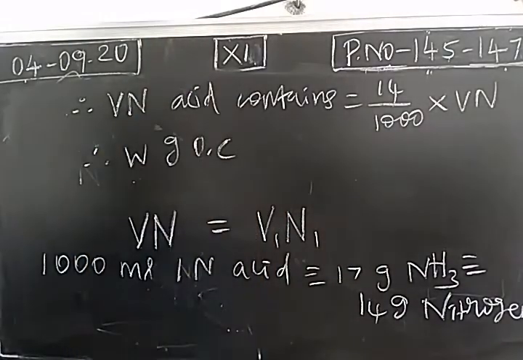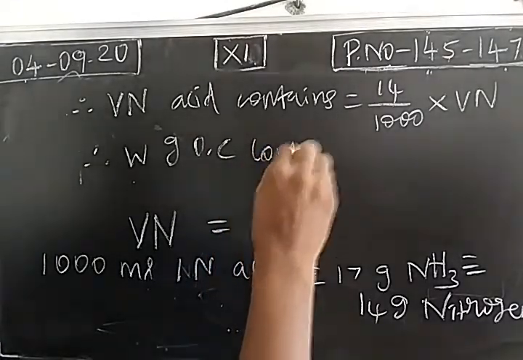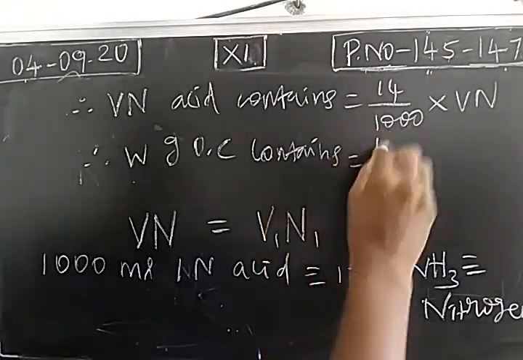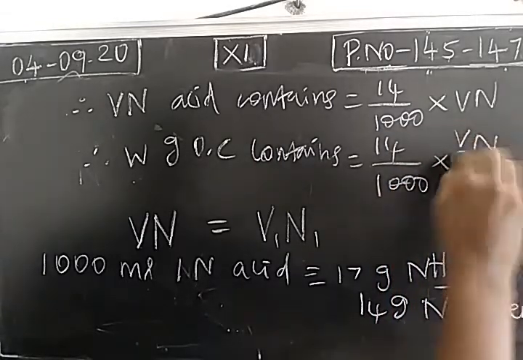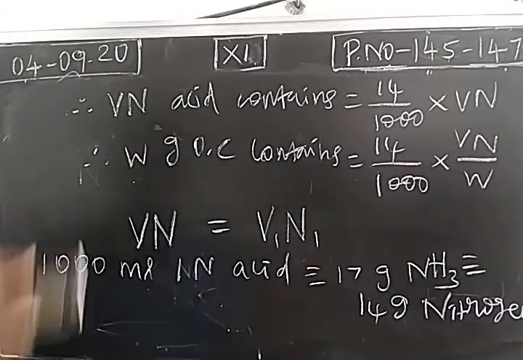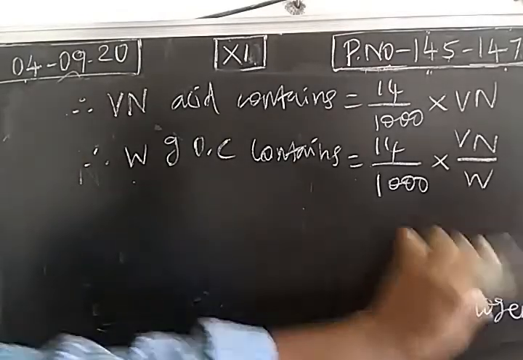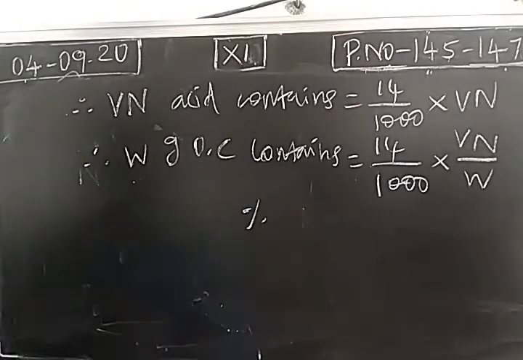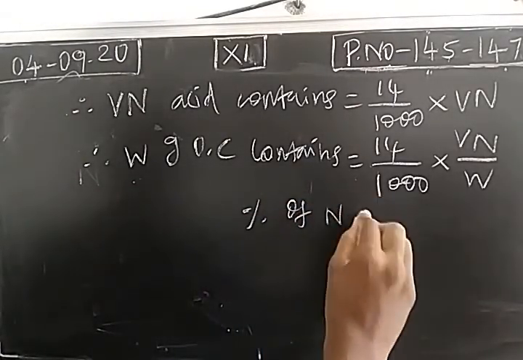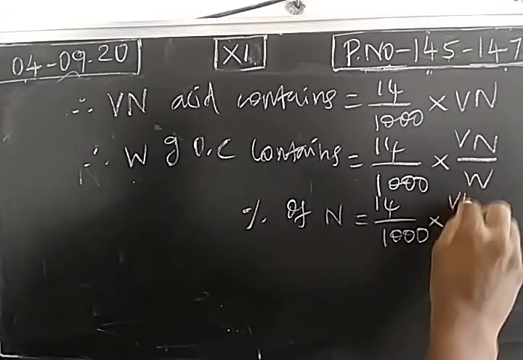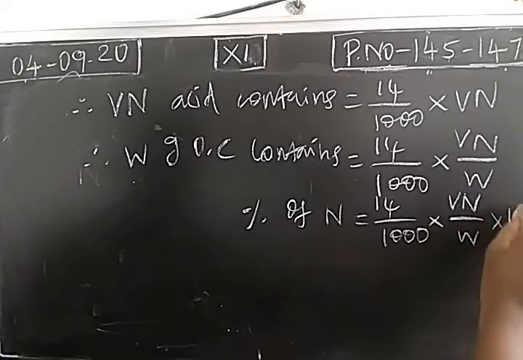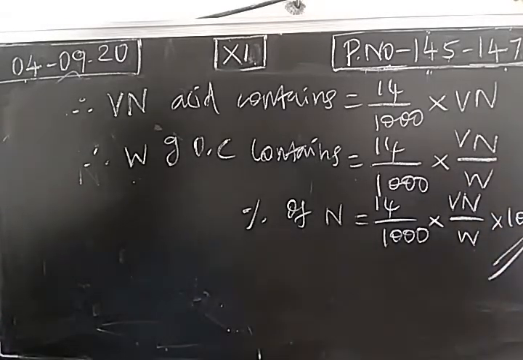Therefore, W gram organic compound contains 14 divided by 1000 into VN divided by W. We need percentage of nitrogen. So 14 divided by 1000 into VN divided by W into 100. So this is the formula obtained in Kjeldahl's method to calculate percentage of nitrogen.